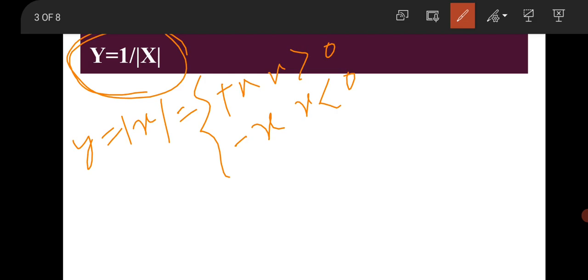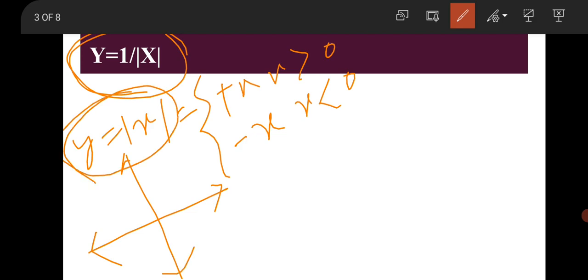So if you are asked to draw only y equal to mod x, then what will the graph be? The graph will be like this. This is the graph for y equal to mod x.